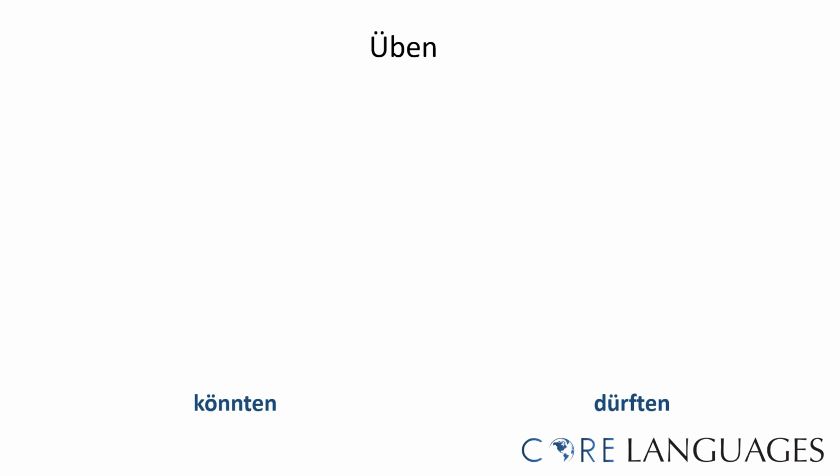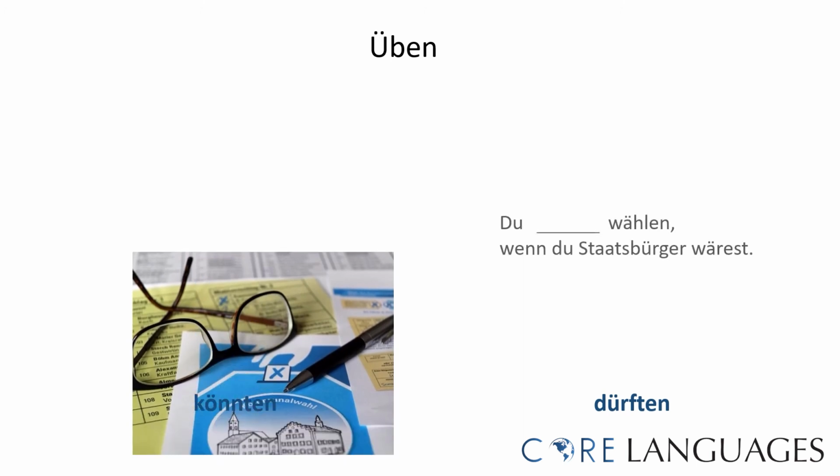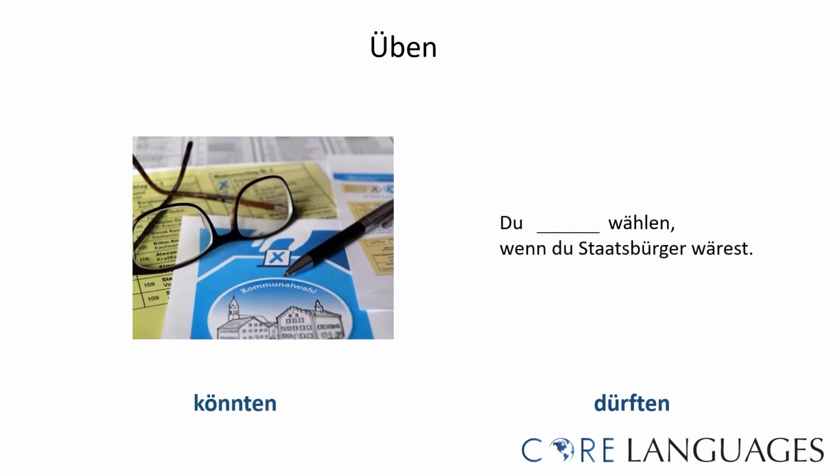Let's practice. Üben wir. Choose between könnten, could do, and dürften, would be allowed to. Du wählen, wenn du Staatsbürger wärest. The correct sentence is, du dürftest wählen, wenn du Staatsbürger wärest. You would be allowed to vote if you were a citizen. You may notice that könntest would also work. You could vote, or you would be able to vote.